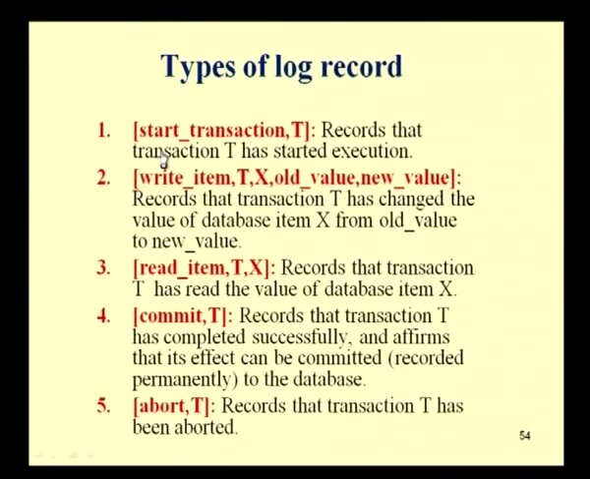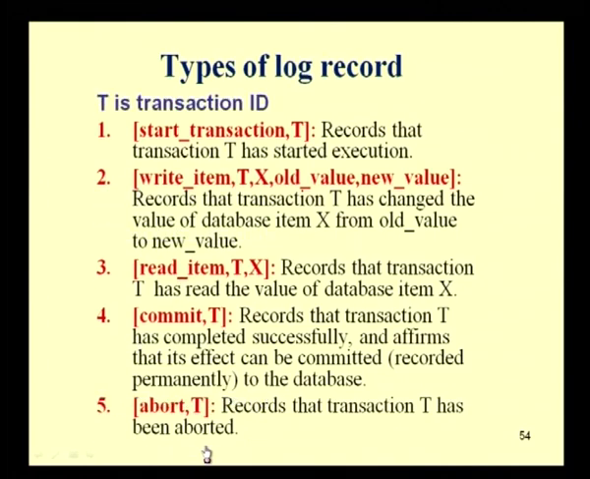So, the types of log records you have are: start transaction T, which records that the transaction T has started execution; write item T, X, old value, new value, which records that the transaction T has changed the value of the database item X from old value to new value; read item T, X, which records that the transaction T has read the value of the database item X; commit T, which records that the transaction T has completed successfully and its effects have been committed in the database, recorded permanently; and abort T, which records that the transaction T has been aborted.